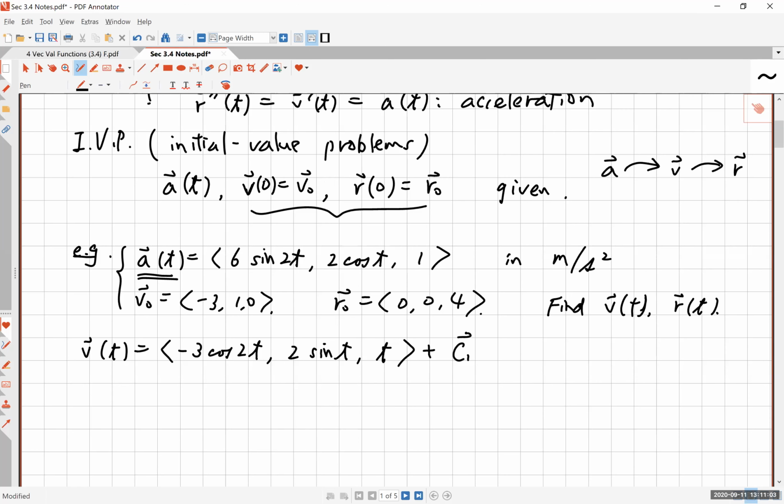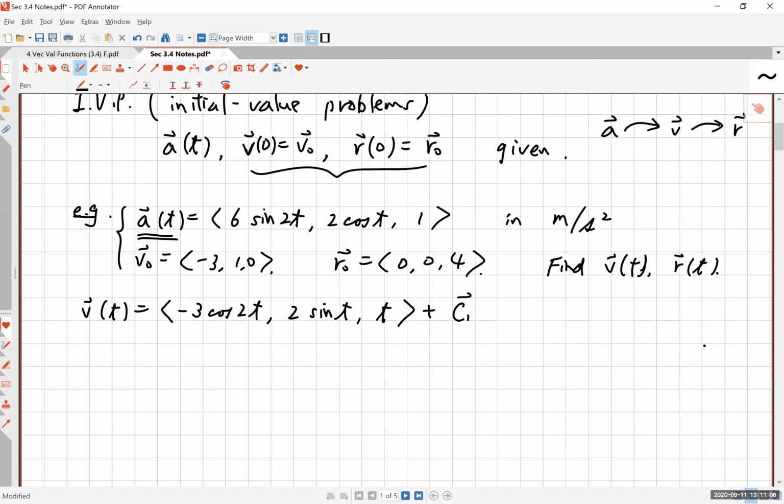And so that is the family of antiderivatives, or family of functions, that are the antiderivative of this acceleration. Okay, so V of t, let's call this V0. You know what that is because you're given this. And this is negative 3 cosine t. Let's plug in t here. When you plug in t equal to 0, this would be cosine of 0, which is negative 3. 2 times sine of 0 is 0, and t is equal to 0. And so this, as we are given, is negative 3, 1, 0.